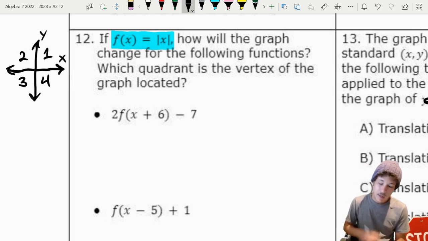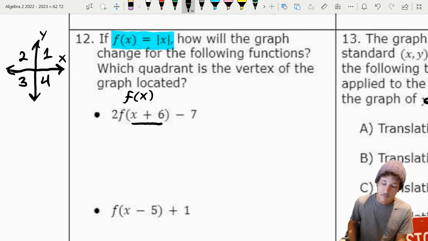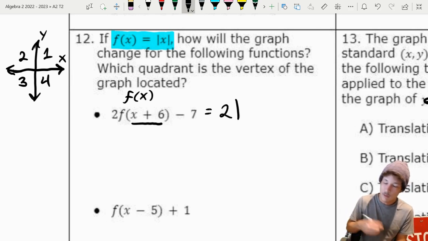Let's see, so we have f of x, which has been transformed. First of all, inside the input, we have added 6. Okay, so inside of my input, I will add 6. The way to think about this is, it's 2 times the original function, which is the absolute value of something. The something we have to change to x plus 6.